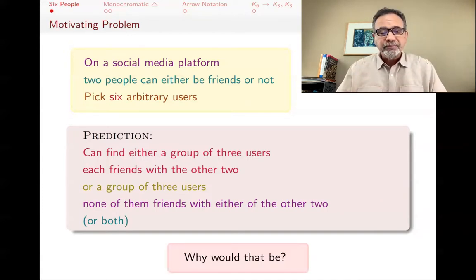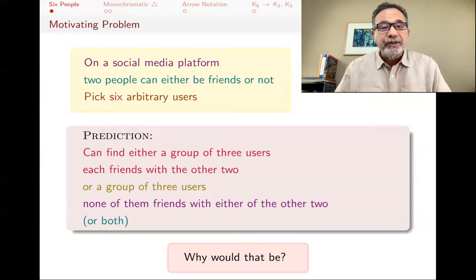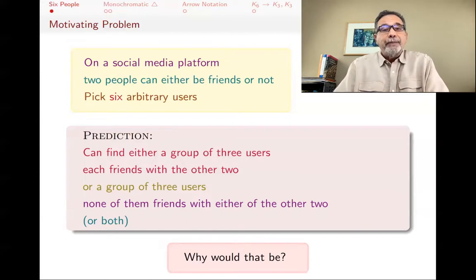Now, why would that be? This is what starts the Ramsey theory discussion: how would I possibly know? You picked a random group of people. Maybe you went out of your way to find 6 people in a way that my prediction is not true, but I'm going to tell you that my prediction is true no matter what you say.